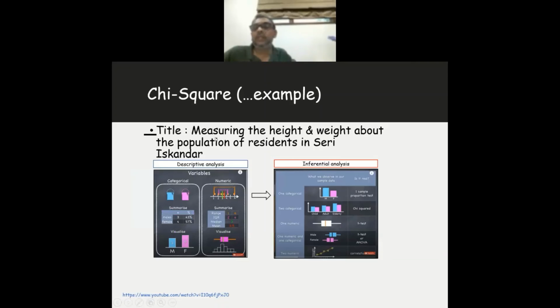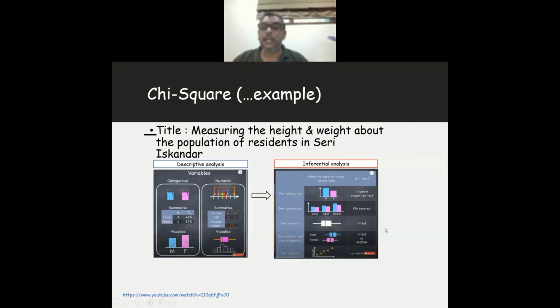Okay, and then I want to do more inferential. I buat chi-square macam mana rupanya. I buat t-test macam mana rupanya. I buat correlation macam mana rupanya. As you can see here, correlation is the simplest form. Because we want to measure the height and weight about the population. So I want to see between the height and weight, what is the correlation? Adakah kita kata lagi tinggi orang itu, lagi besar? Or are we saying the reverse? The shorter the person, the less weight he or she is.